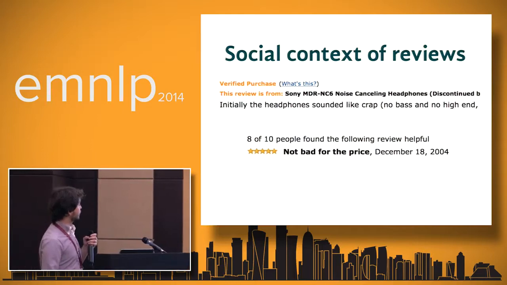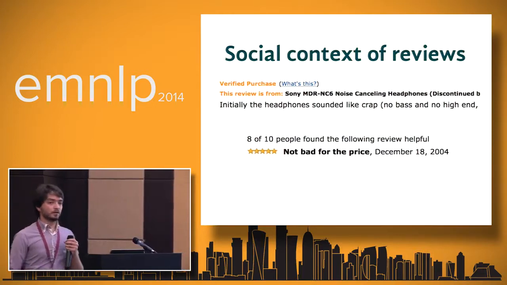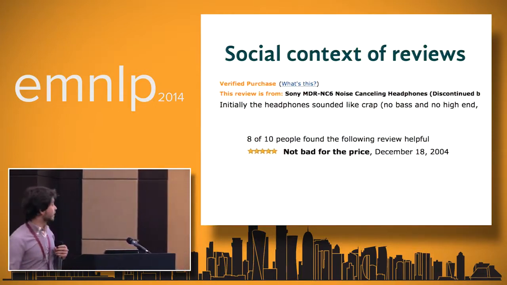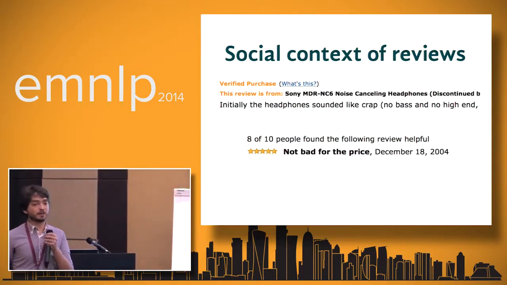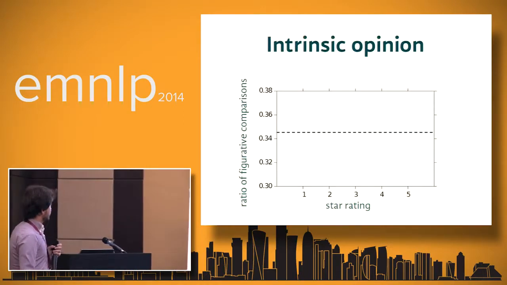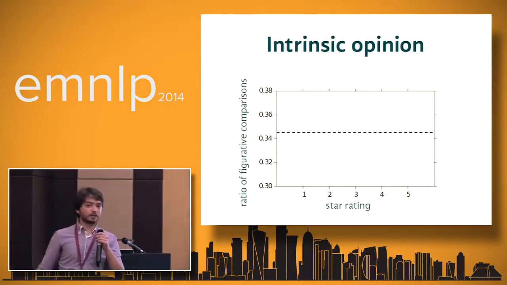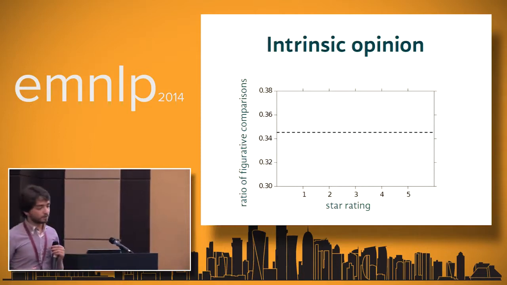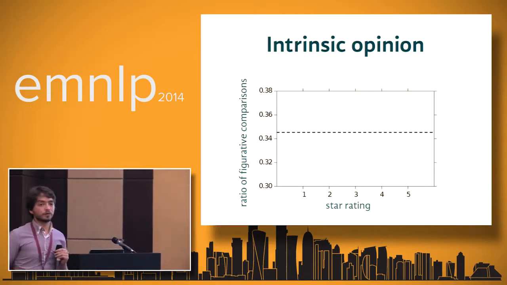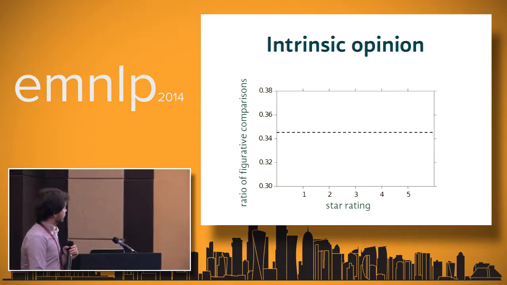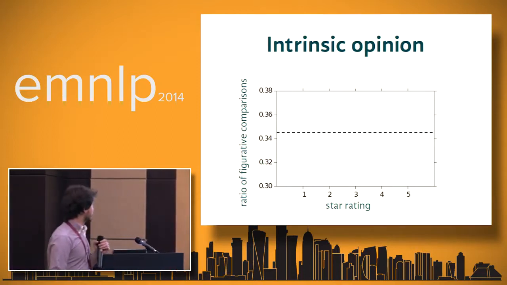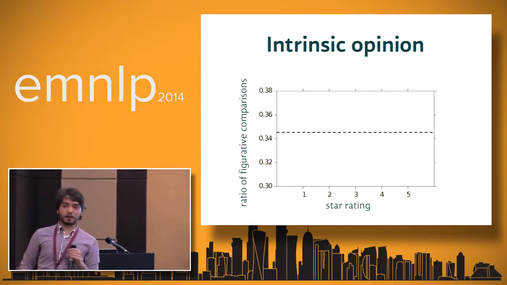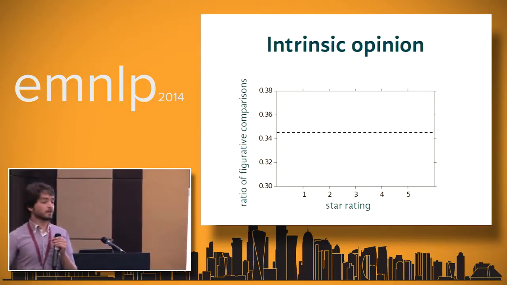So the social context of a review consists of the star rating, that shows the opinion of the reviewer towards the product, and the helpfulness rating, which shows how the other readers from the Amazon.com website perceive the review. So we first look at the star rating, which is a measure of the intrinsic opinion, which shows the feeling of the author of the review towards the product. So on the x-axis, we have the 5 possible star ratings from 1 to 5, bigger is better. And on the y-axis, the higher up we go, the more likely it is to find figurative comparisons.